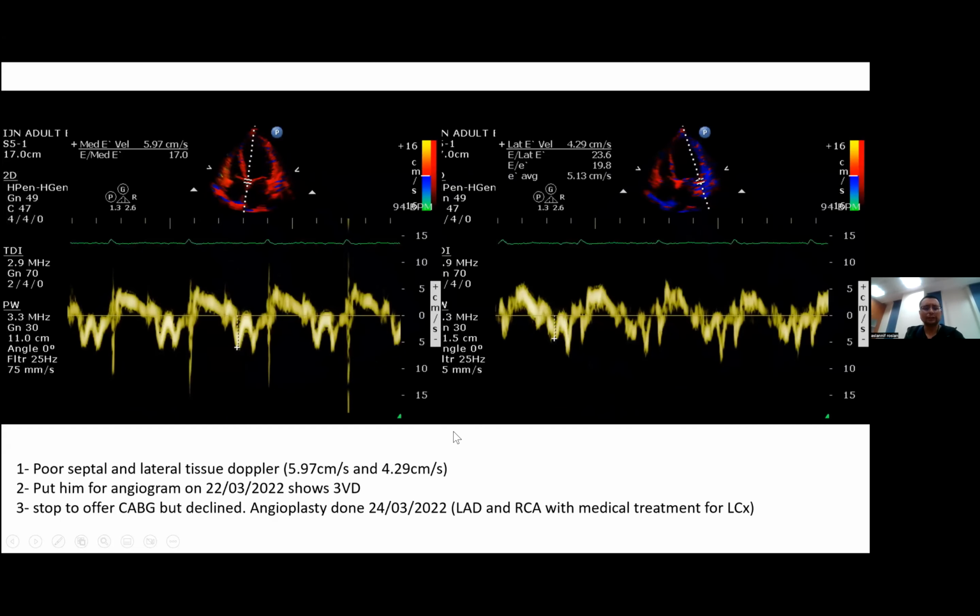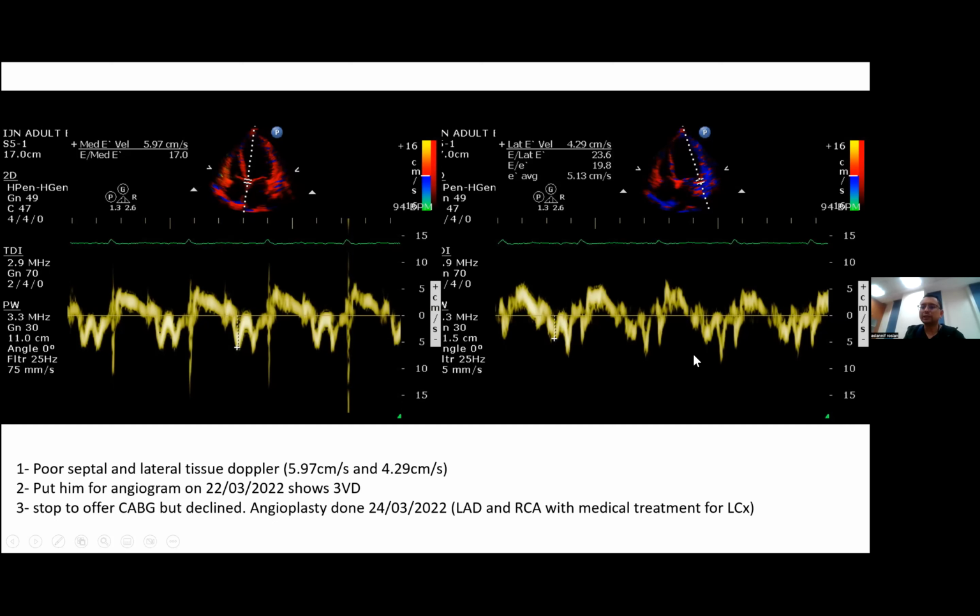So when you look at this patient, one of the ways to see whether the tissue is healthy or not is by using tissue Doppler. Tissue Doppler is how fast the tissue is moving. The septal tissue Doppler here is 5.97 centimeters per second, and the lateral tissue Doppler is 4.29 centimeters per second. The threshold for septal should be more than 7, and for lateral should be more than 10 centimeters per second. So this shows the tissue is not healthy.